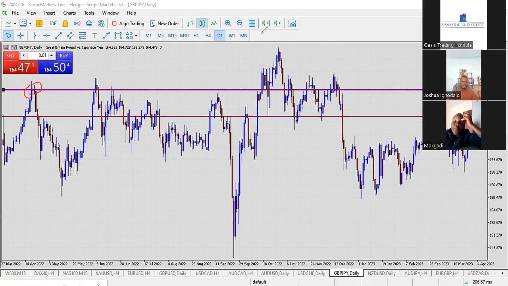So this support, the line that you have just drawn now, does it have to be directly on top of the body, or does it not matter as long as it touches the candle? Yes, it has to be directly on either the wick or the body. It's very important. And the most important is that it must touch the body.